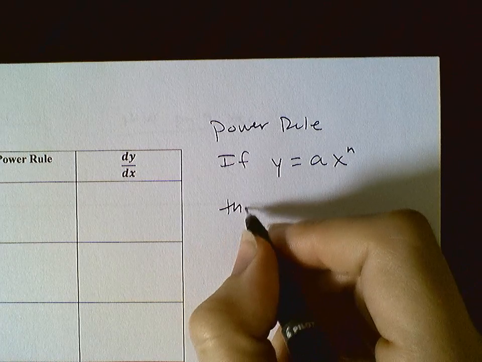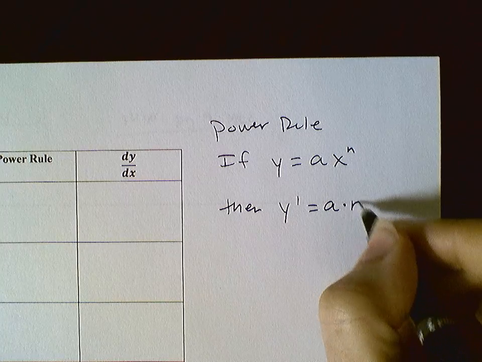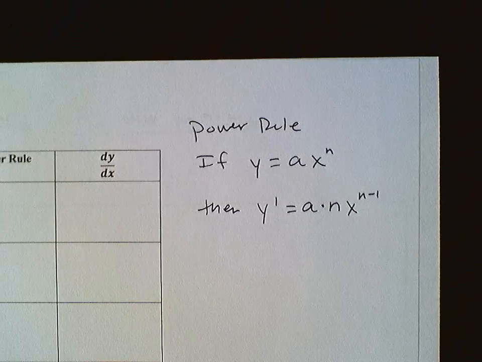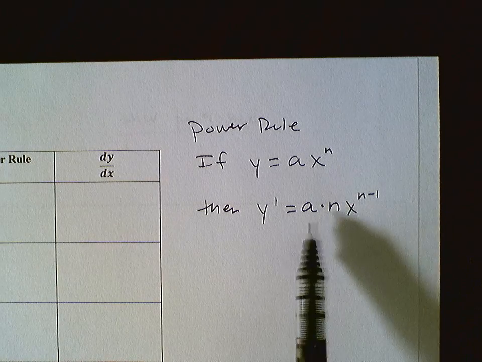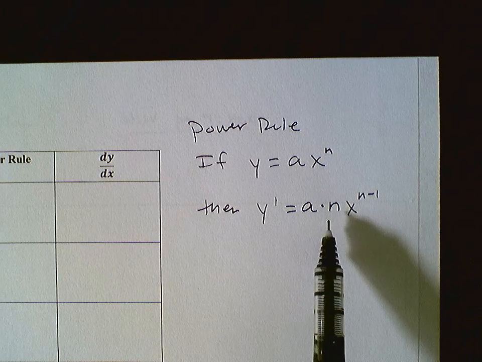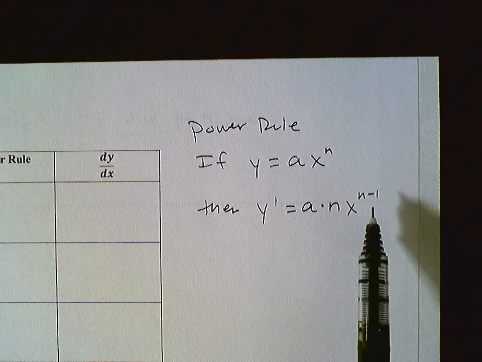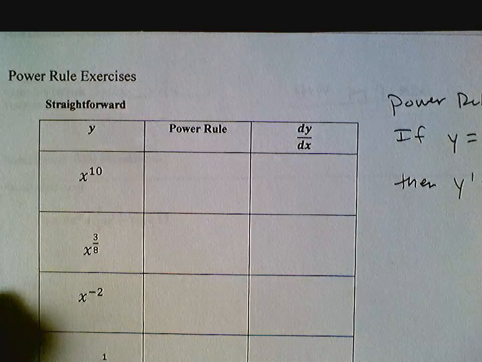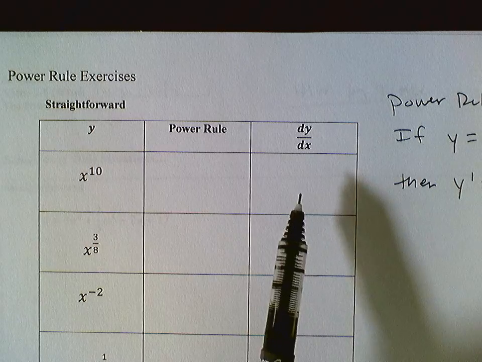Then y prime equals a times n x to the n minus 1. Notice what happened here. I took what was the exponent, I multiplied it by the coefficient, and then the exponent went down a power. I'm going to use this formula very carefully as we do these exercises. Some of you, especially if you've seen this before, are going to be able to jump right to the derivative.